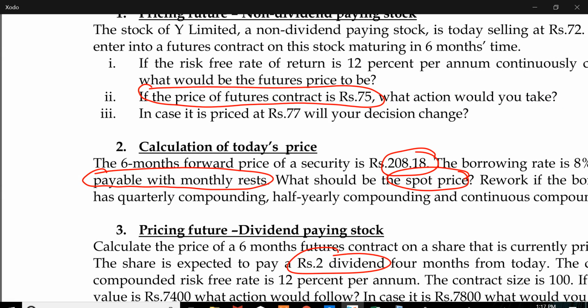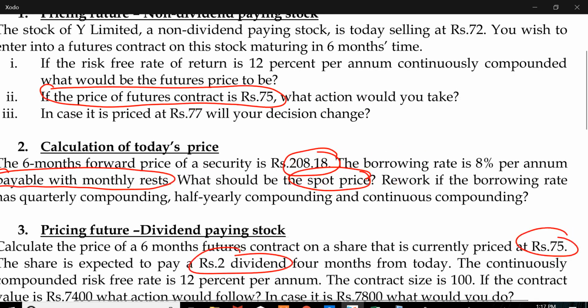There are reworks which I have given for quarterly, half yearly and continuous compounding. This e power RT will work only if it's continuous compounding. Otherwise, it's 1 plus R the whole power n. Derivatives as a principle has to be consistent, but this is an exam question, where they have clearly mentioned it has to be monthly rest. So let's follow whatever they have done.